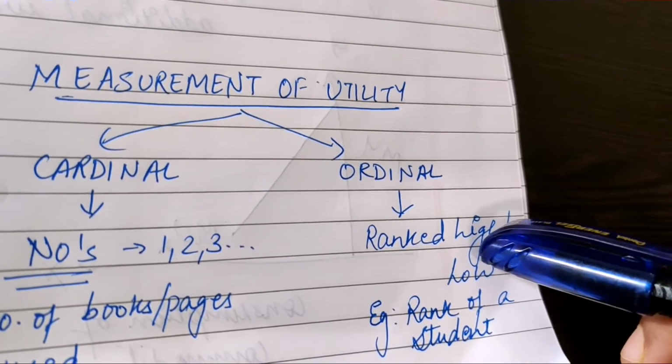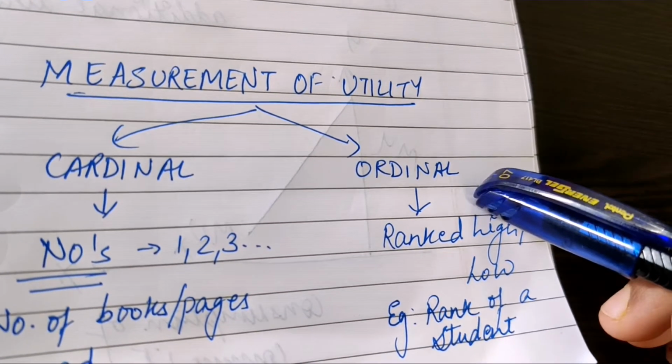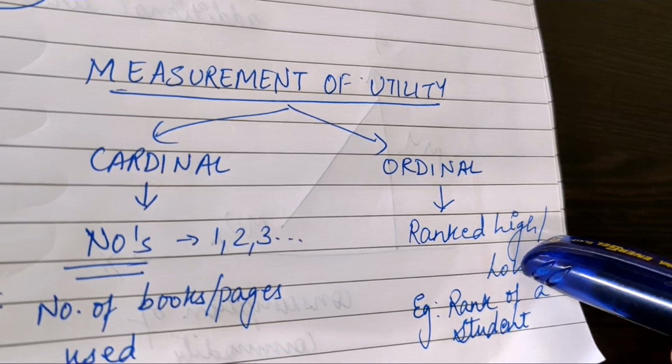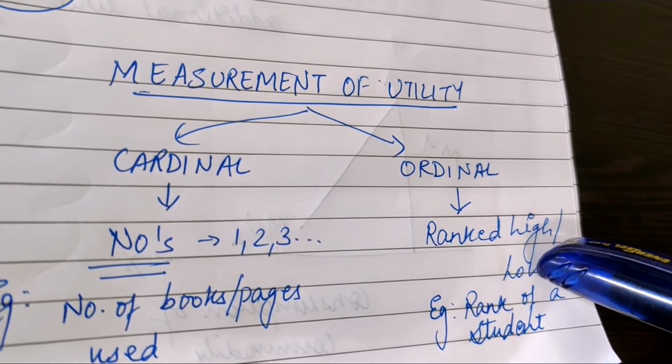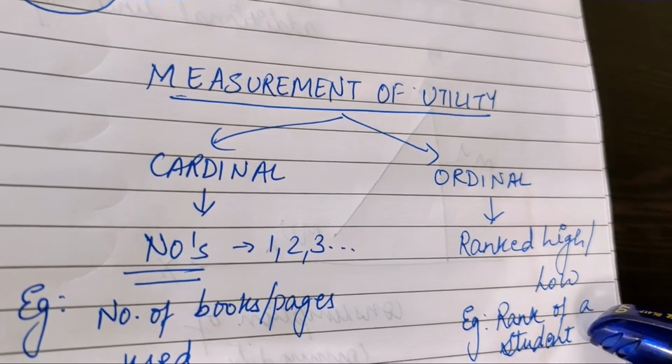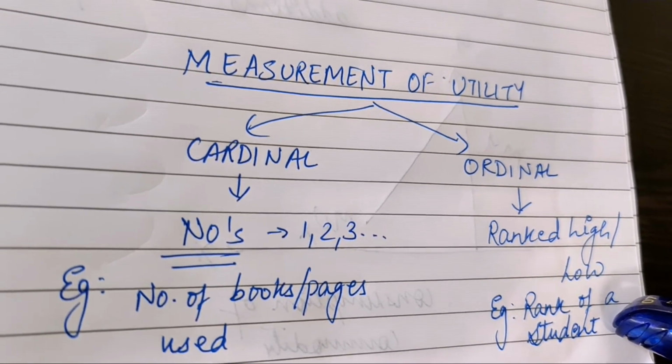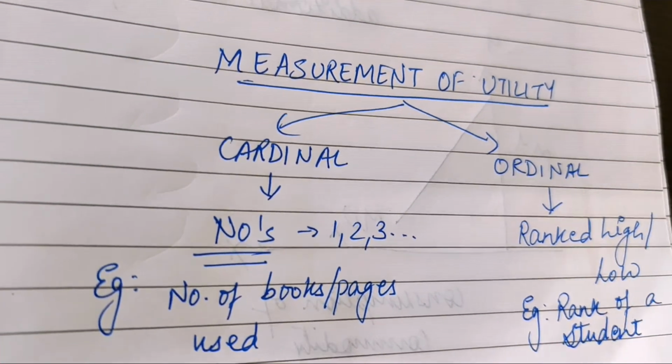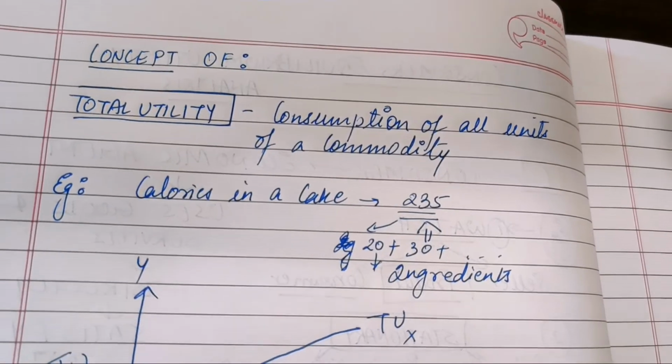Now ordinal utility is basically not for calculating numbers. It is based on ranks, higher or lower, like the rank of a student. That is ordinal utility. Now two very important concepts.